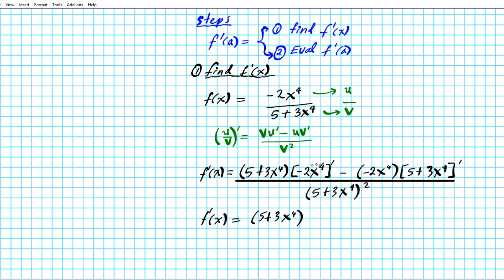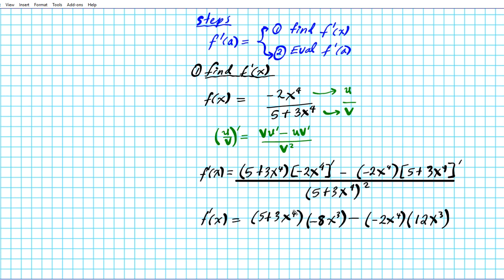You just power down and mark the power down by 1. So 4 times 2 is 8. So you have negative 8x to the third power, mark this down by 1, minus negative 2x to the fourth. And then this will do term by term differentiation. The derivative of 5 is 0, and the derivative of 3x to the fourth, just power 4 times 3, that's 12, x to the third power.